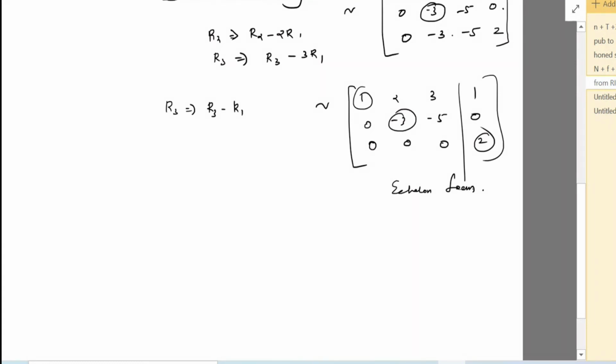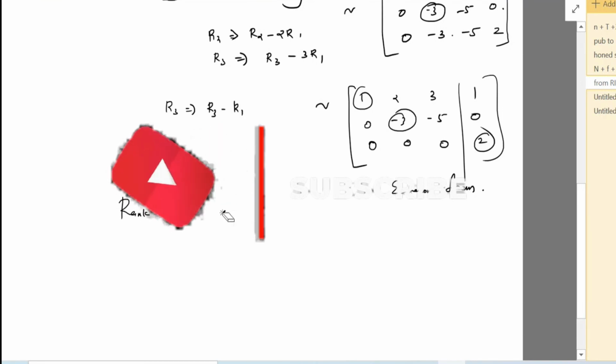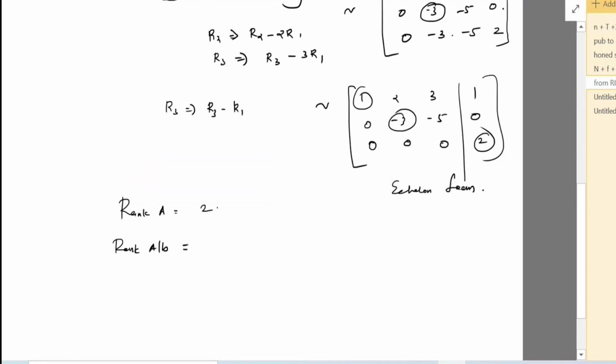And what is the rank of A? How will you find the rank of A? Remove the last column from the echelon form. And how many non-zero rows are there if you remove the last column? 2. So rank of A will be 2. And what is the rank of AB? 3. Rank of AB will be 3, because there are 3 non-zero rows in the echelon form of AB.